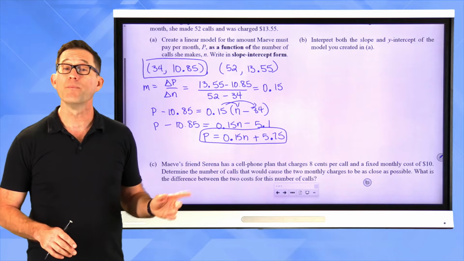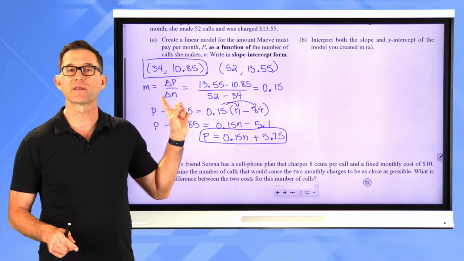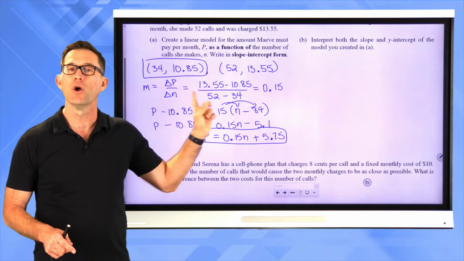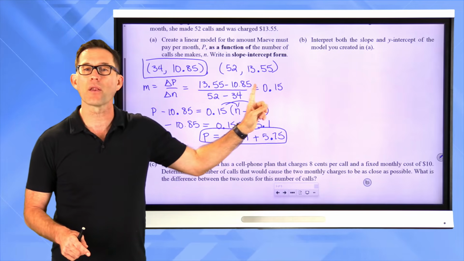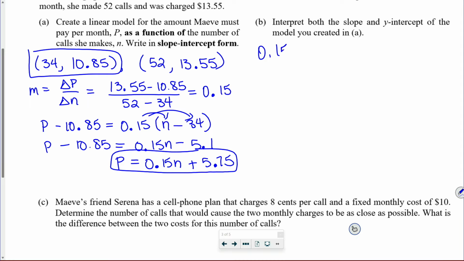All right, well, here we go. The slope is always a rate, right? And it's the change in this compared to the change in this, the change in the price compared to the change in the number of calls, which means it has units of dollars per call. So 0.15 tells us that it costs $0.15 per call.